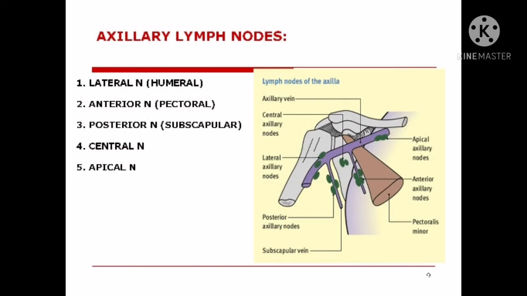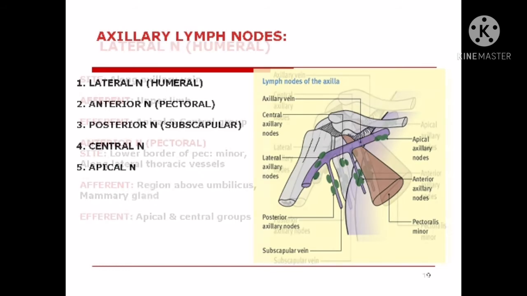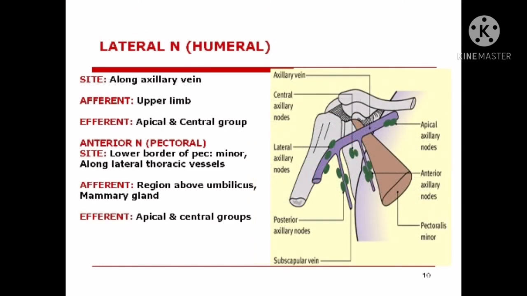Now the axillary lymph nodes. These are five groups of lymph nodes. The lateral are the humeral, the anterior are the pectoral, the posterior are the subscapular, the central lymph nodes, and the apical lymph nodes. Now these lymph nodes one by one. The lateral or the humeral lymph nodes. Their site is they lie along the axillary vein. The afferent they receive from the upper limb. The efferent they go toward the apical and the central group.